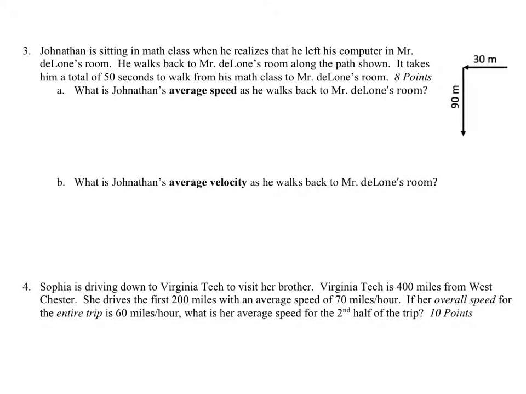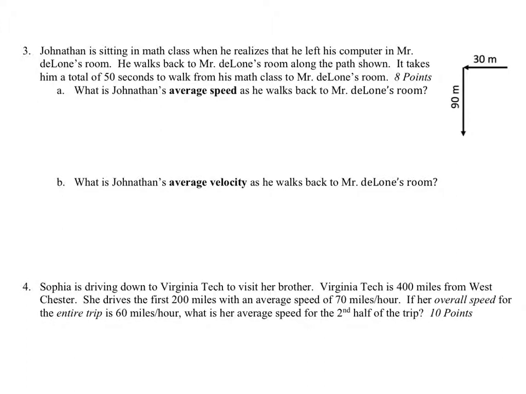All right, moving on to this problem here with Jonathan. We're told that Jonathan walks this path here, 30 meters west and 90 meters south, in a time of 50 seconds. And the first thing we want to do here is determine what Jonathan's average speed is.